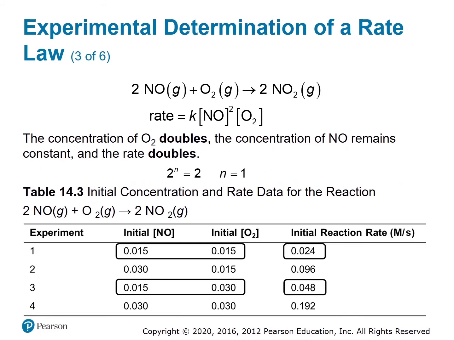Now how about the exponent that goes along with O2? If we compare experiments 1 and 3, we see that the NO concentration is the same, but the O2 concentration is twice as high in experiment 3 as it is in experiment 1. This doubling of the oxygen concentration produces an initial rate that is also twice as high. What exponent n applied to 2 gives us 2? The answer is n equals 1, since 2 to the first power is 2. So the exponent associated with the O2 concentration is 1. Like any variable in a math equation raised to the first power, we don't need to write the 1 explicitly.